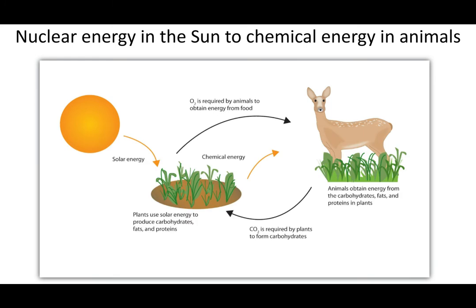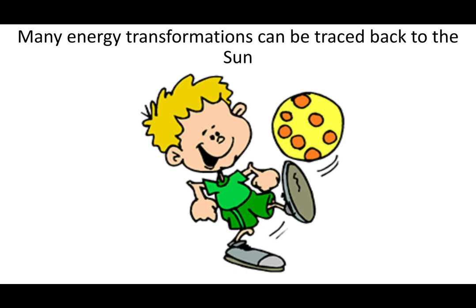As what I was saying before, the solar energy or electromagnetic energy is coming from nuclear fusion. So energy in the nuclei of atoms is being released by the sun as electromagnetic energy. That gets turned into chemical energy in plants, passed up the food chain, and so on. So almost all of the energy transformations around us can be traced back to the sun if we continue to trace it back. Well, how does a boy go kick a ball?